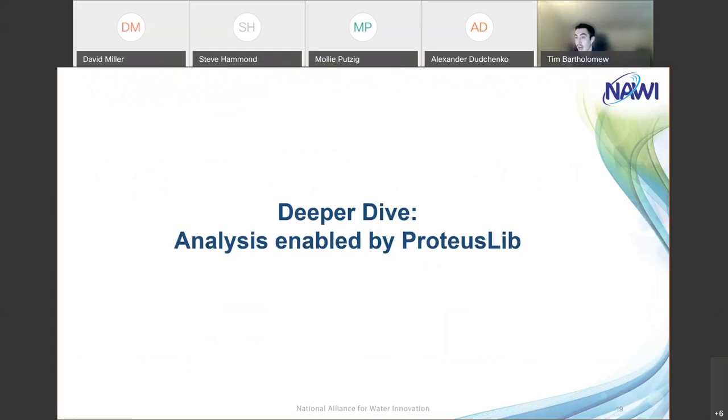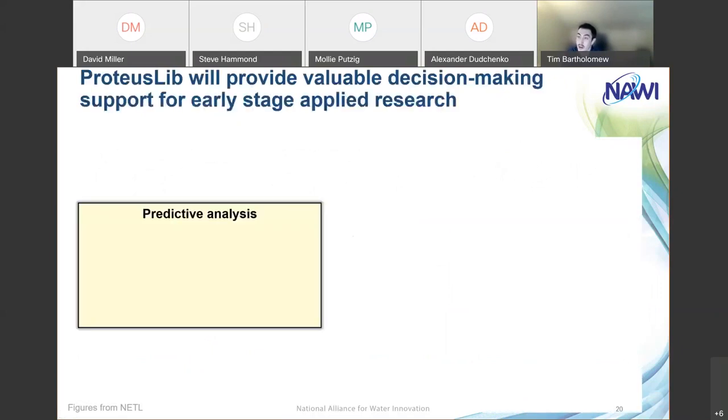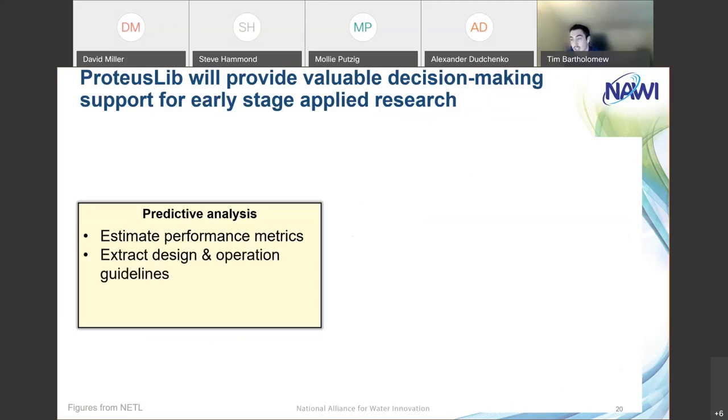And just to emphasize how it works, I'm going to dive into an analysis for a specific process. To start though, the main core function of ProteusLib is to provide predictive analyses to help aid decision-making for early stage applied research. And these types of things could be estimating performance metrics like the levelized cost of water, energy consumption, and other key performance metrics, extract design and operation guidelines, identify bottlenecks, and estimate a range of outcomes, so incorporating uncertainty into these processes.